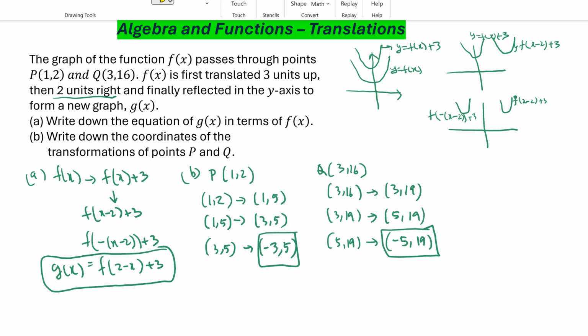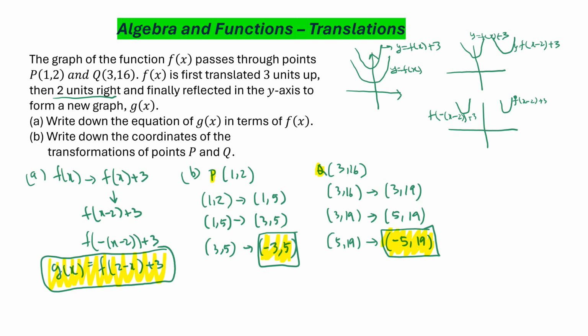So our answers would be: this is the answer for point Q, this is the answer for point P, and this is the equation, the translated equation.